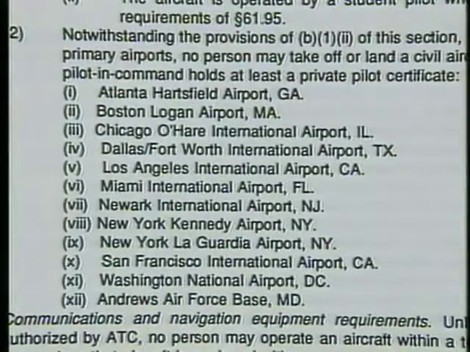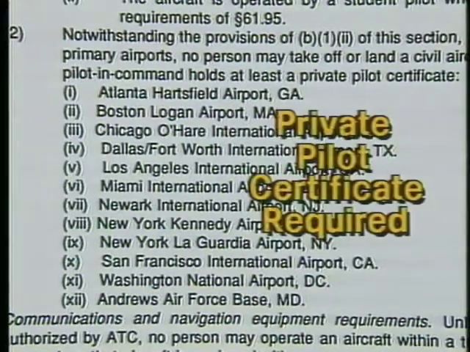However, there are some Class B primary airports that are so congested that takeoffs and landings by student pilots are prohibited. These airports are listed in FAR Part 91 and in the AIM.